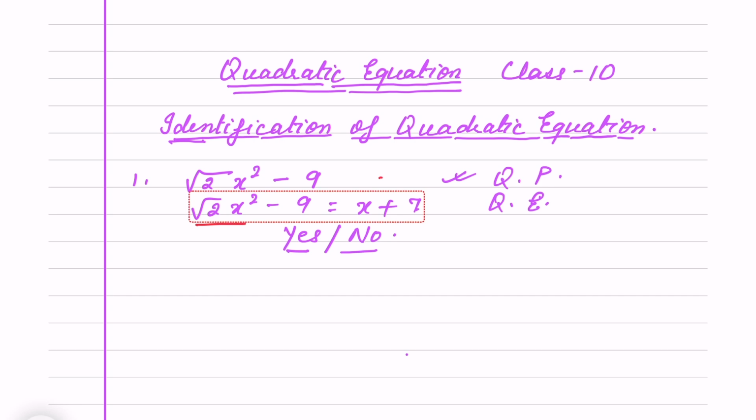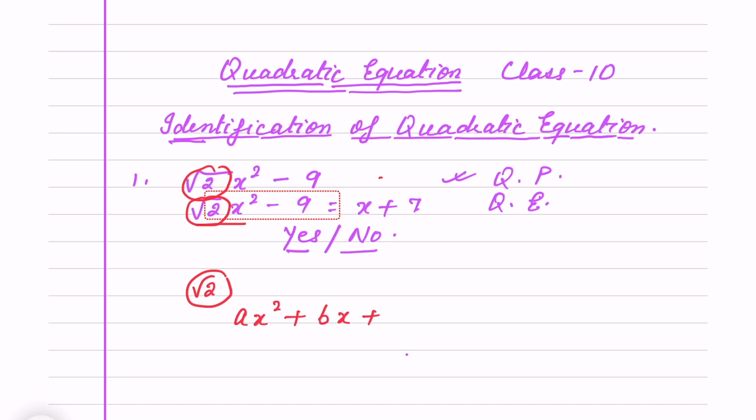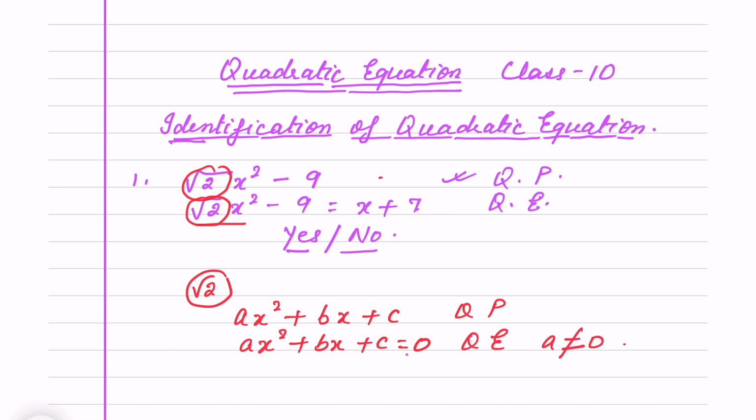Okay. According to you, there is root 2 here, so this is not a quadratic polynomial or equation. Again, remember that when we define a polynomial or a quadratic equation, we say it is in the form ax square plus bx plus c equals 0. It is a quadratic polynomial, and a quadratic equation, when a is not equal to 0 and the power of the variable is not negative and not a fraction.